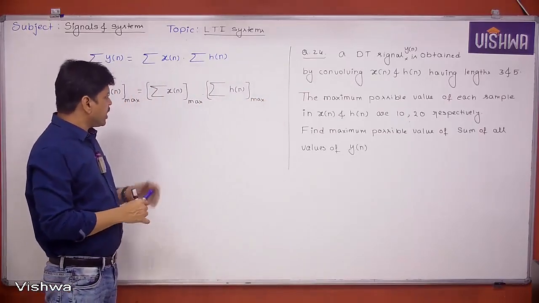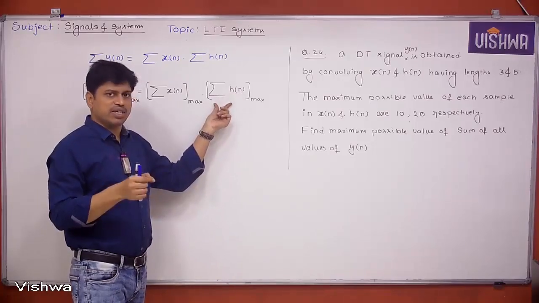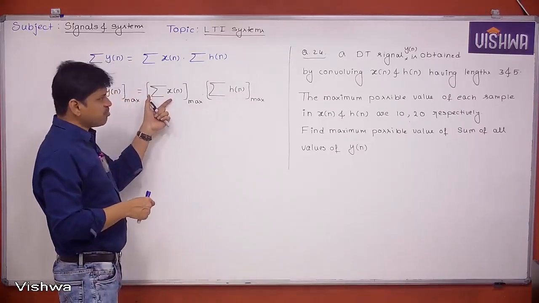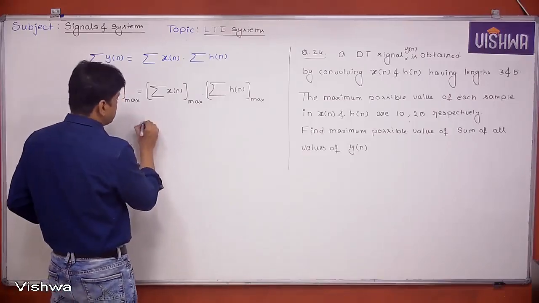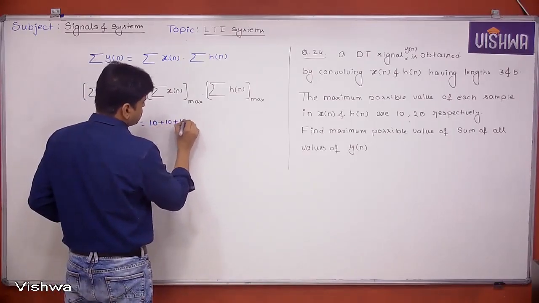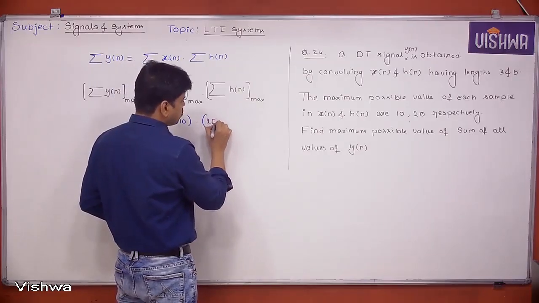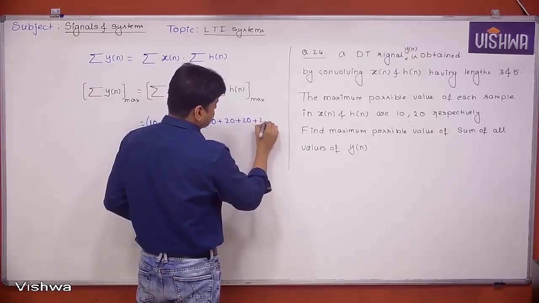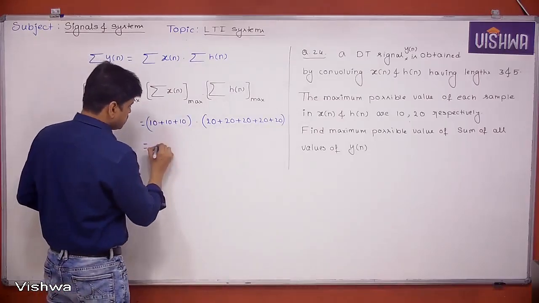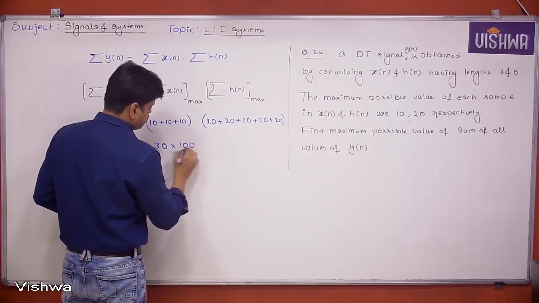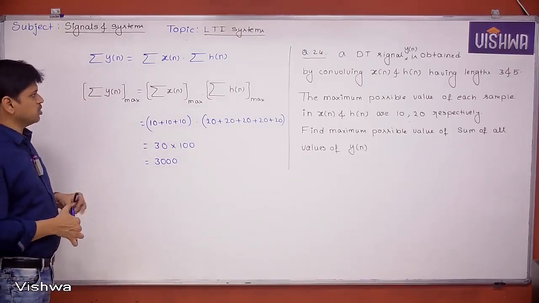Now to make this sum maximum, individually each element has to be maximum, and likewise the samples of h of n also have to be maximum. Suppose each sample is a maximum value. What is the sum? Each sample is maximum, 10, and how many samples are there? 3 samples. So I take 10 plus 10 plus 10, the maximum possible value here, multiplied with the sum of h of n. How many samples is h of n having? 5. Each sample is a maximum value of 20, so 20 plus 20 plus 20 plus 20 plus 20, 5 times. Then 30 multiplied with 100, which is 3000, is the maximum possible value of the sum of y of n. I hope you understood. Okay, take it.